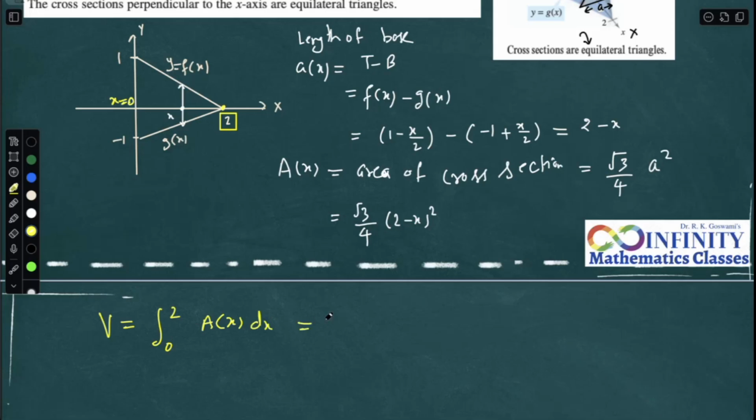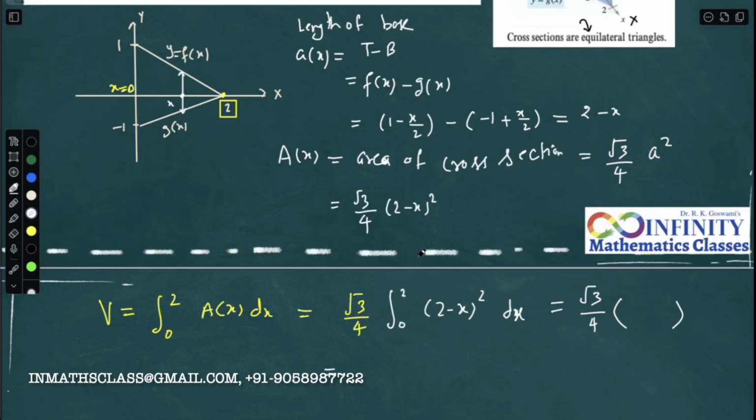right? Just plug the values. Root 3 by 4 is a constant. I wish to write it before the sign of integration. Integrating from 0 to 2, it is (2 minus x) whole square dx. Can you use your pen and paper and help me with the final answer? Okay, and this is done. Please take your 2 minutes, try to simplify.